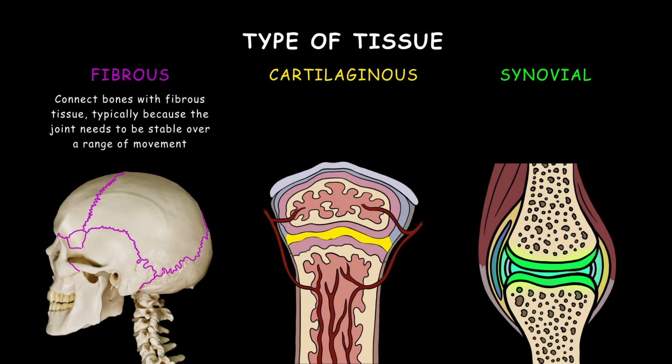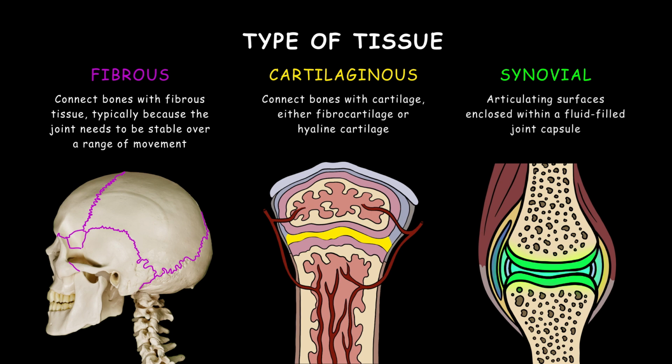Fibrous joints connect bones with fibrous tissue, typically because the joint needs to be stable over a range of movement. Cartilaginous joints connect bones with cartilage, either fibrocartilage or hyaline cartilage. Finally, synovial joints are articulating surfaces enclosed within a fluid-filled joint capsule.